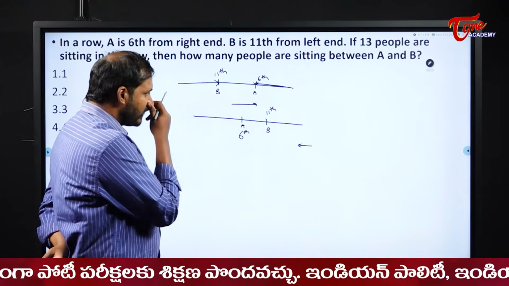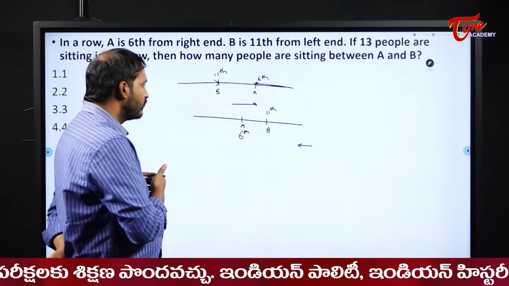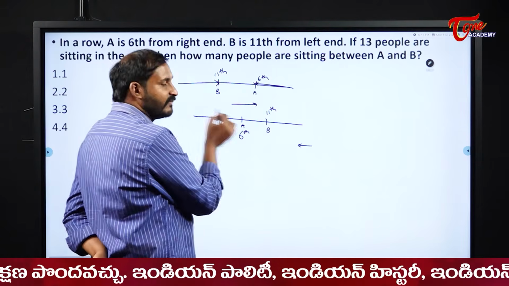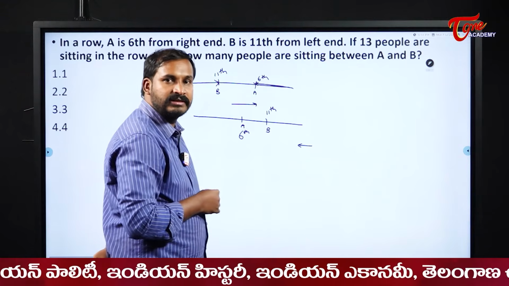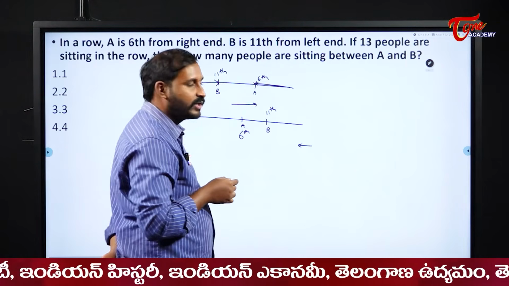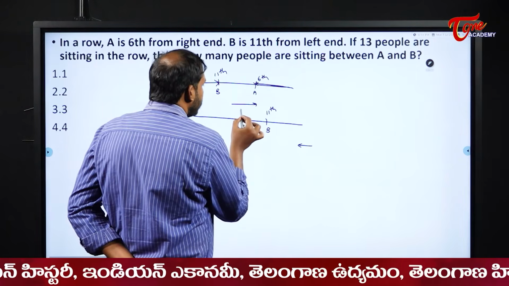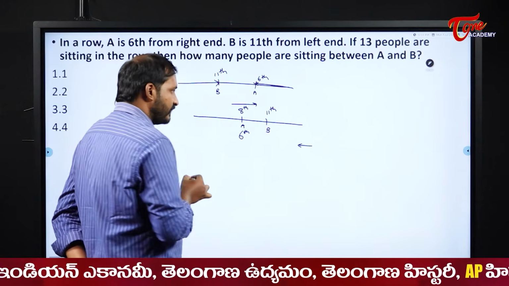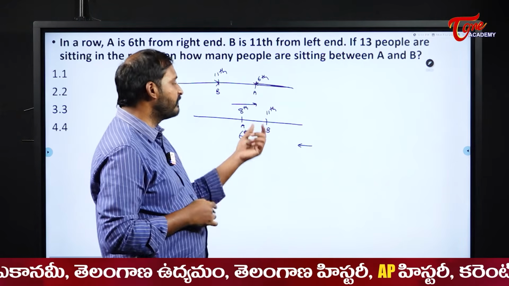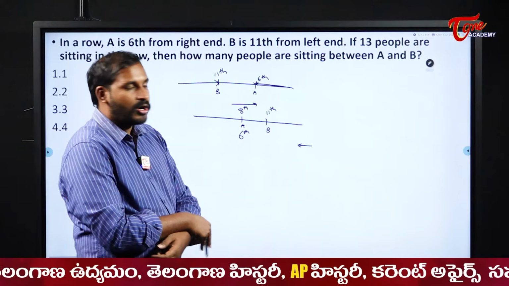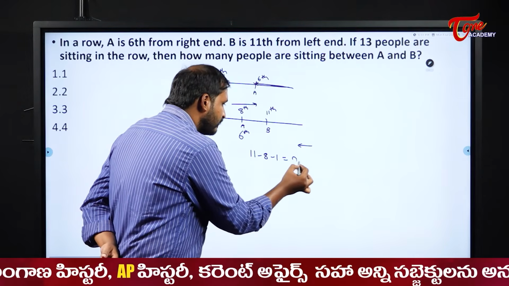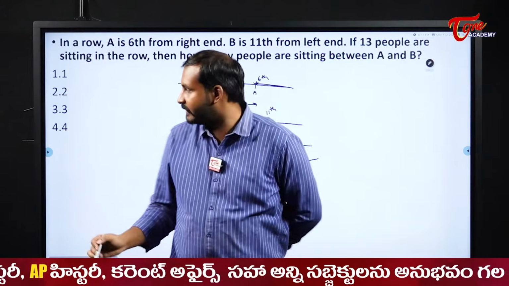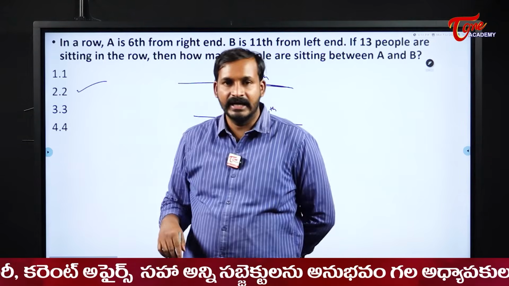So what is the position of A from left side? From right he is 6th, right? Overall it is 13. So 13 plus 1 becomes 14, 14 minus 6 becomes 8. So he is 8th from left. Now tell me how many people are there between A and B? 11 minus 8 minus 1. So there will be 2 persons between A and B.